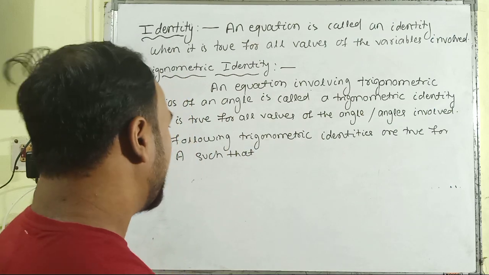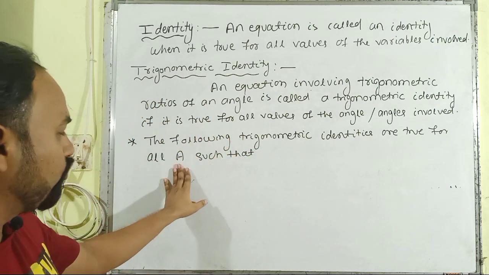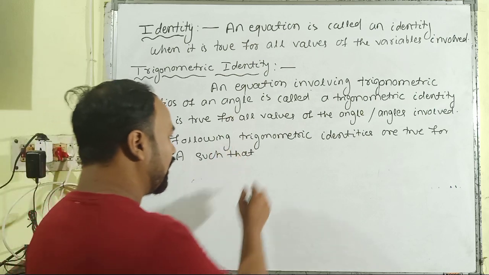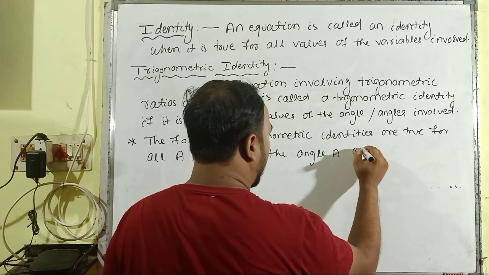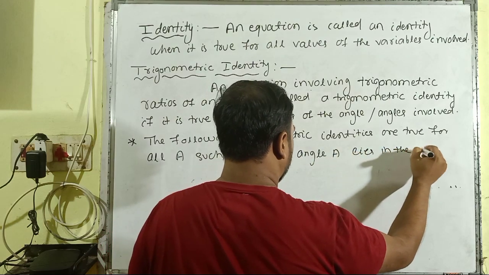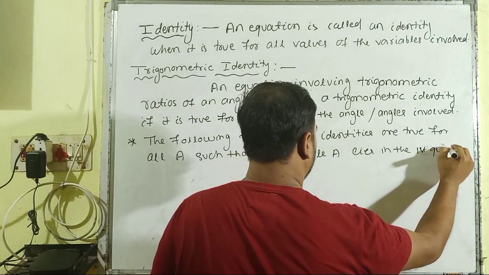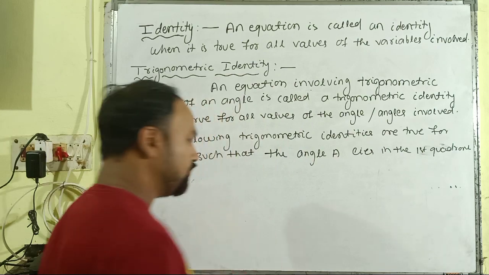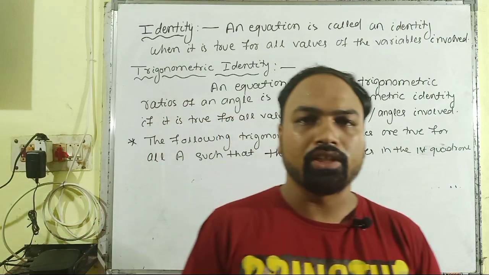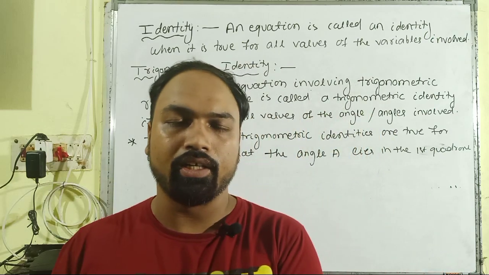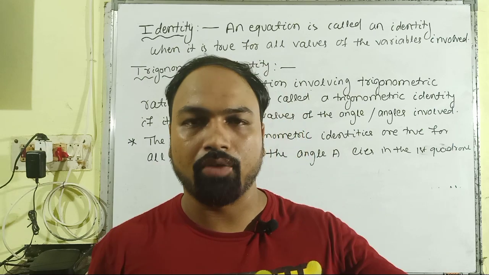But before going to that, I may tell you that the following trigonometric identities are true for all values of angle A such that the angle A lies in the first quadrant. Because in this particular video we are just going to discuss the trigonometric identities belonging to the first quadrant. Then what about the other 3 quadrants?